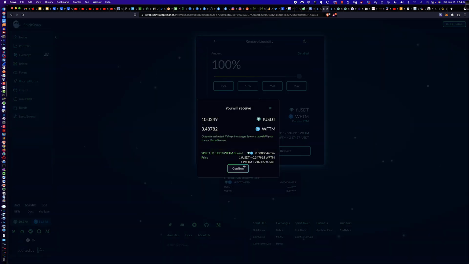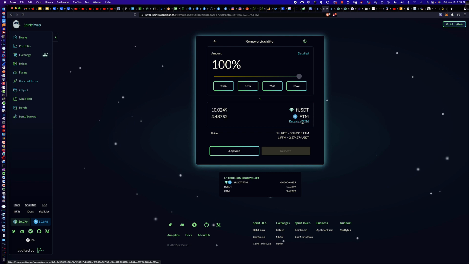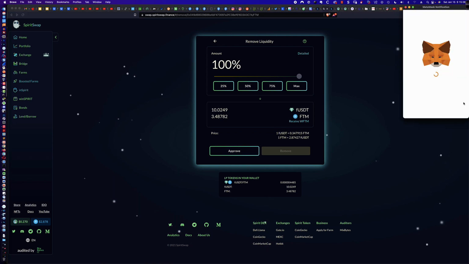And let's click on Remove. Oh, I'm sorry. It looks like the wrap. Let me kill that real quick here. I think maybe I've got it backwards. I want to click on Receive FTM. I want to approve that.